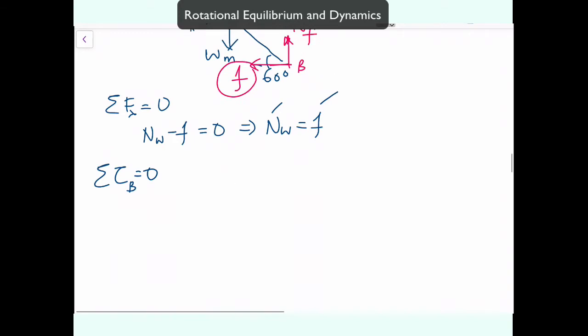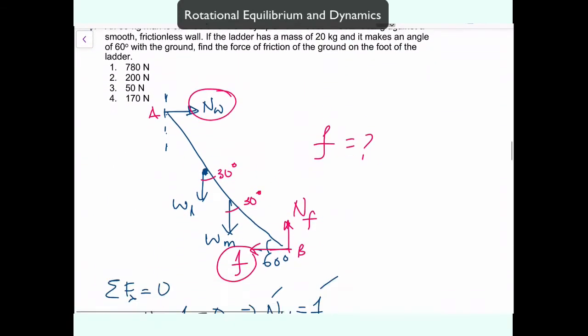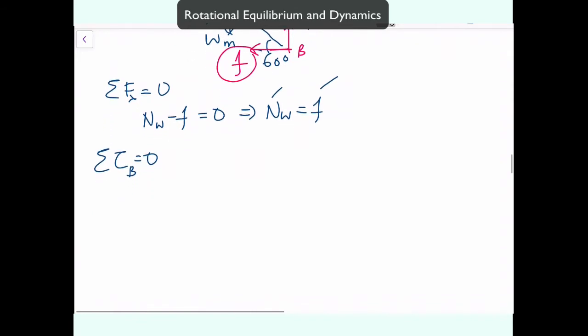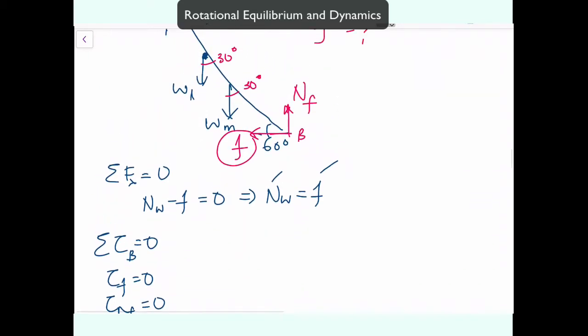Now let's find the torque of the normal force from the wall. As we said, first the torque from friction is going to be 0. The torque from the normal force from the floor is going to be 0. Then the torque created by the weight of the man is going to be like this.